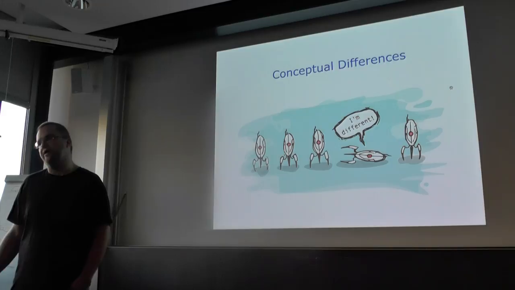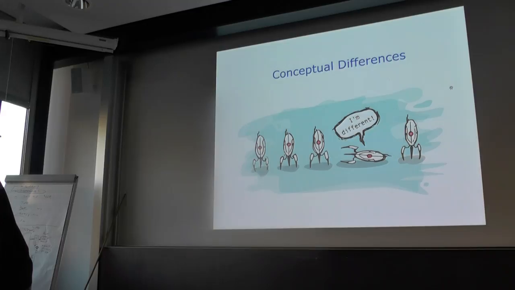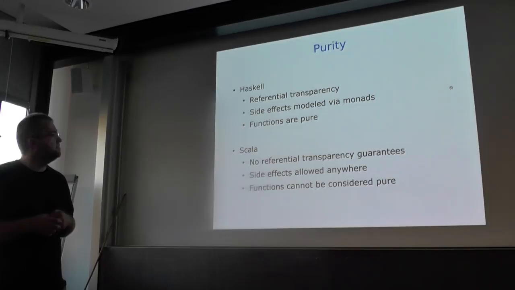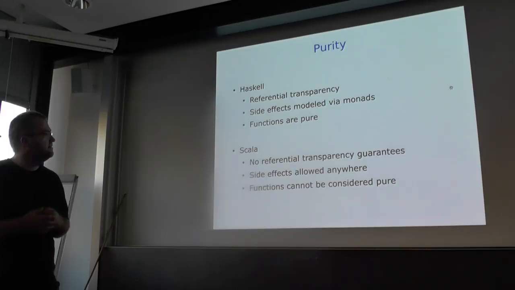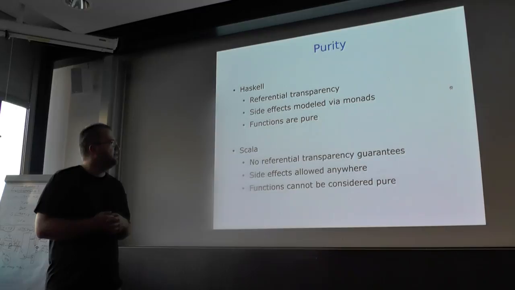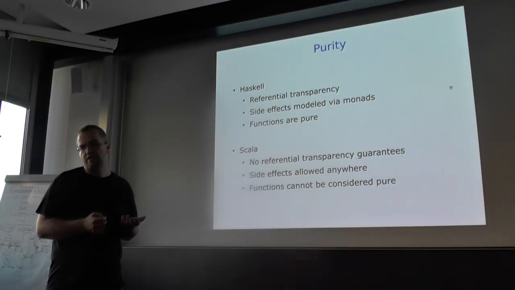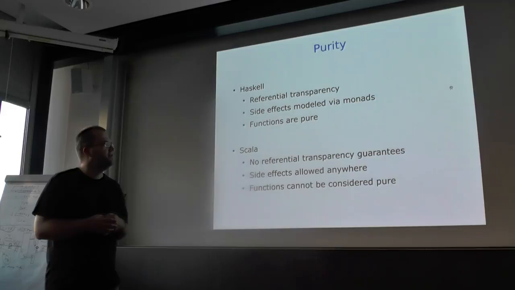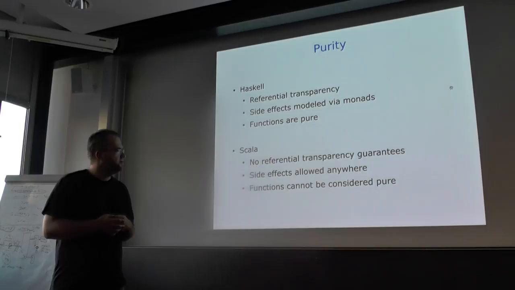So those are the subdomains. Now differences. First the obvious one, purity, right? Haskell is pure, or tries to be pure. You have referential transparency, side effects are always modeled, or should always be modeled, by monads, and functions are pure. In Scala, the design goals are different. As I understand it, based on what I read and heard, this was not really a goal. So when they were designing the language, they said, okay, we are not going to deal with this whole side effect thing.